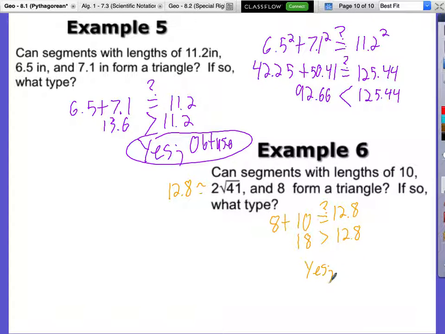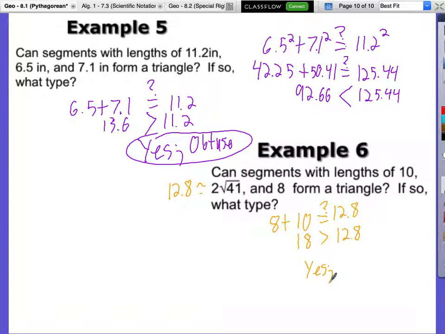What I want to key in on here is when we go to check what kind of triangle, we aren't going to finish the check, but when we go to check what kind of triangle it is, you will use this one, the exact, not our approximate. You will use the exact, not the approximate.